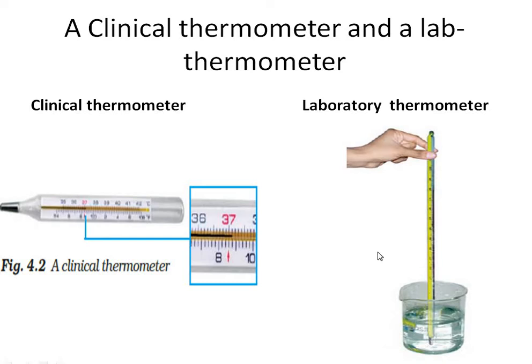Mercury in glass thermometer. So you have to draw both these: a mercury in glass thermometer, any laboratory thermometer, and a clinical thermometer. When you draw the clinical thermometer, be careful that the calibration should be 35 degrees Celsius to 42 degrees Celsius. So this is all about that. Now the explanation. Now you can see the differentiation of the two. It is very important to differentiate between the two.